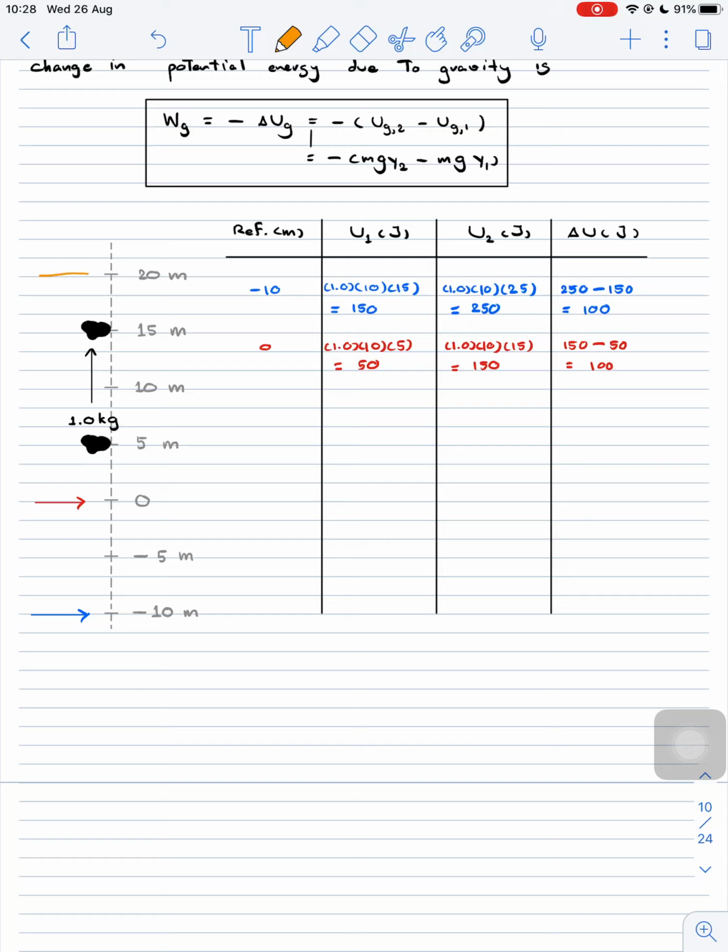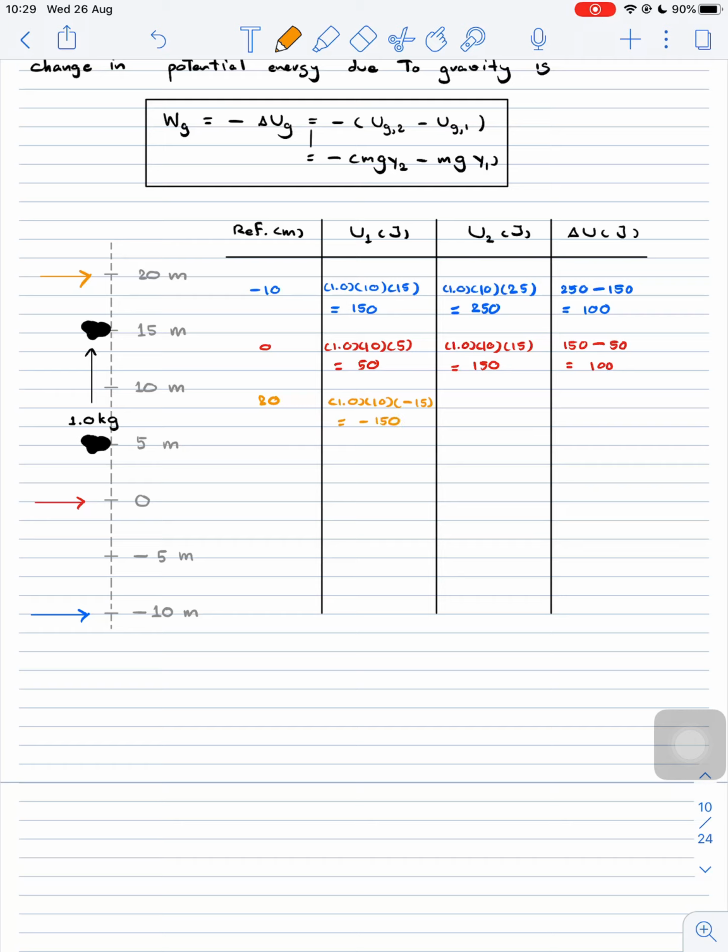Okay, so now let's try this. If we have the reference level to be here at the 20 meter, so for these two cases the initial and the final position will be below the reference level. So let's find U1. We have m, g, and then y. In this case, this is the reference level, so y here must be equal to negative 15, because from 20 to 5 it's just equal to negative 15. Then we have U1 equal to minus 150 joules.